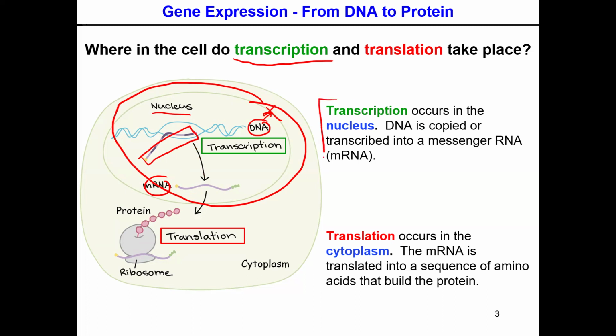So that's transcription. Now, translation takes place in the cytoplasm, and we specifically utilize an organelle, the ribosome, and this is where our proteins are produced. This is where our mRNA slots in right here, and then we have our tRNA and rRNA in order to chain together our amino acids to make our protein.